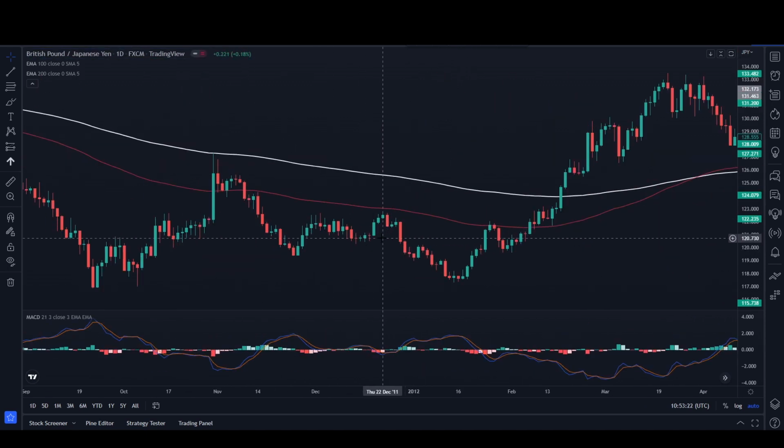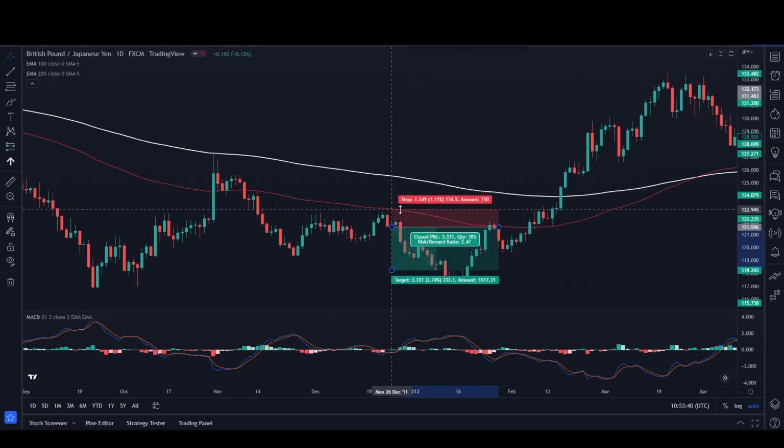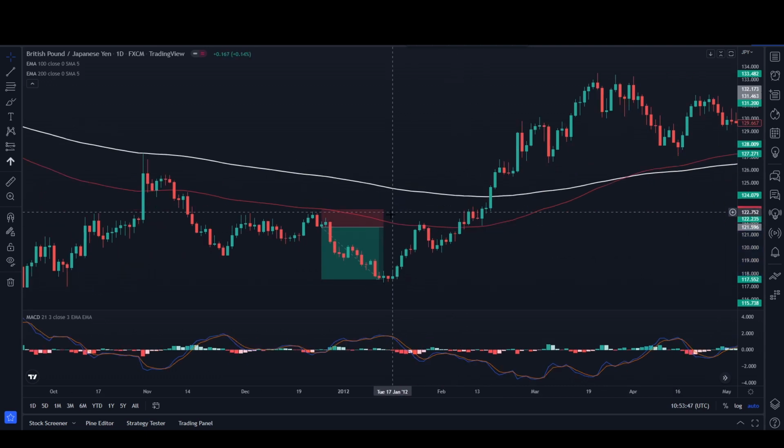However, on this candle right here, you can see that the MACD crosses upward. The price is below both EMAs, so we can go short. And go short right here, and we place the stop loss at the last swing, and we're looking for a 1 to 3 risk to reward ratio. So that is a successful trade.